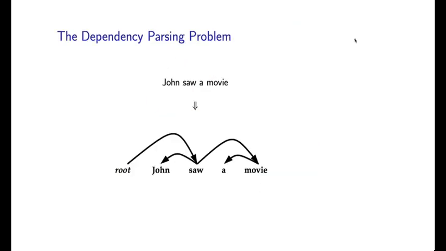So the dependency parsing problem, which we're considering in this segment, is to take a sentence as input and produce one of these dependency structures as the output. And again, I'm going to focus on the case where these arcs are unlabeled. That's the simpler case, but it's easy enough to extend the approaches I'll describe to the case where these arcs actually have labels.